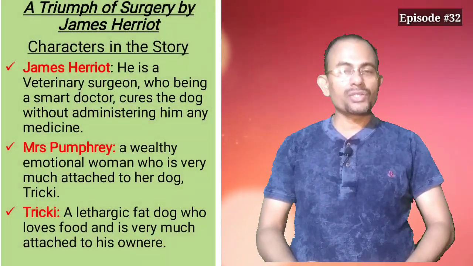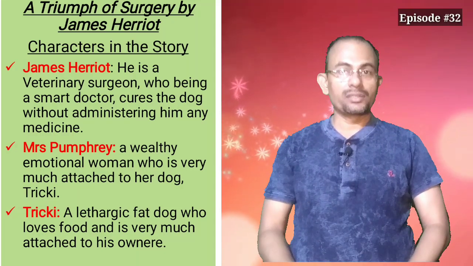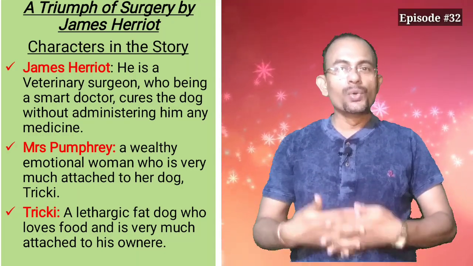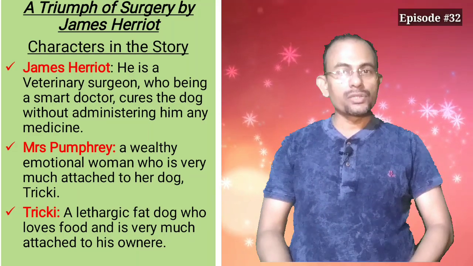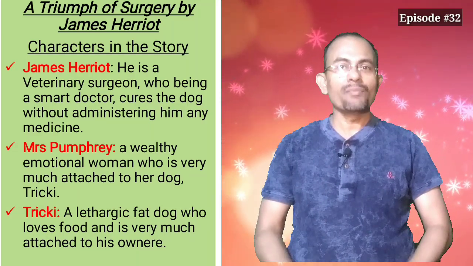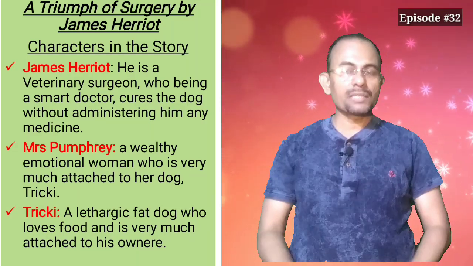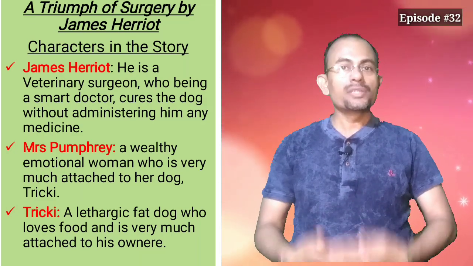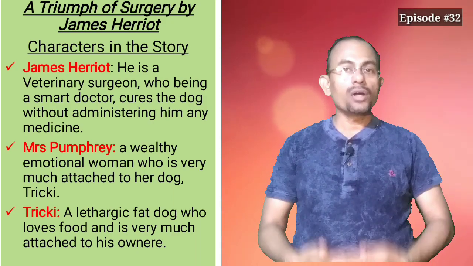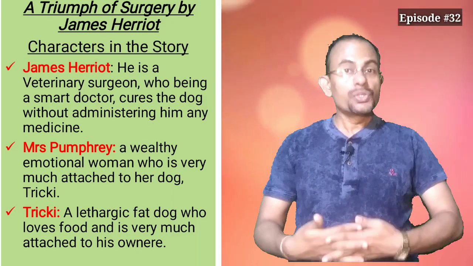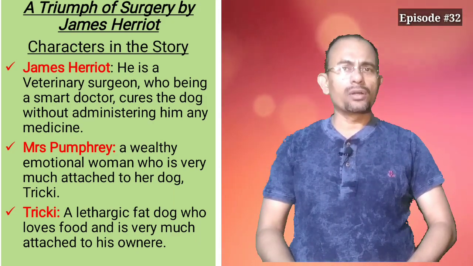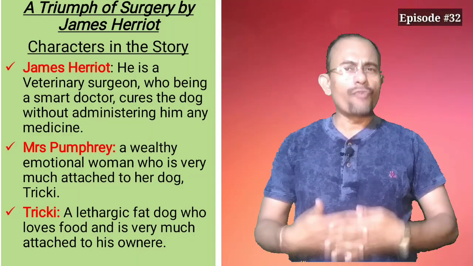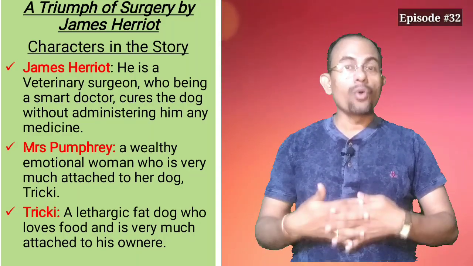Now, characters in the story. James Herriot, he is a veterinary surgeon who, being a smart doctor, cures the dog without administering him any medicine. Mrs. Pumphrey, she is a wealthy, emotional woman who is very much attached to her dog, Tricky. Next, Tricky, a lethargic fat dog who loves food and is very much attached to his owner.